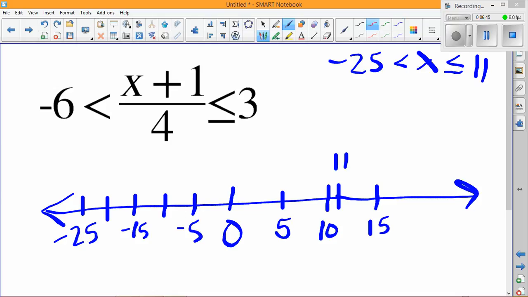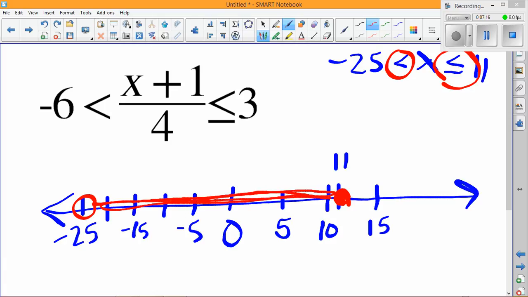Then we're going to have an open circle on negative 25 because there's no line underneath that inequality symbol. So we can't be equal, so it's open. With the second one, there's definitely an equal sign. So it can be 11. So what we do is we shade that circle in, because that means it can be 11. And then x is between those two things.